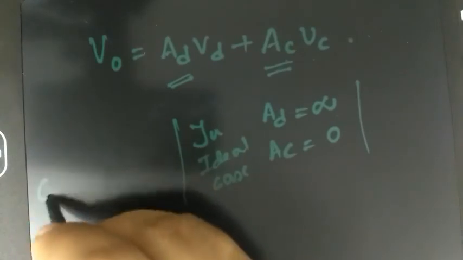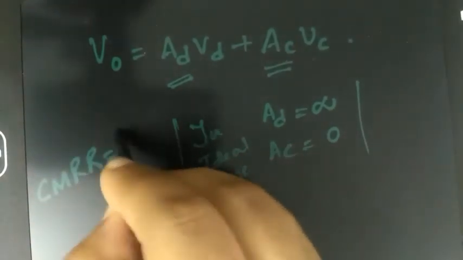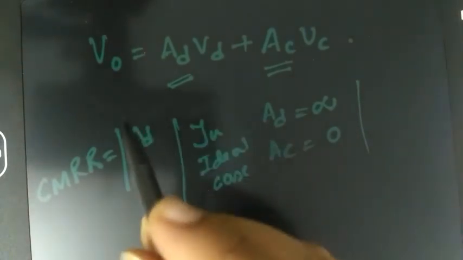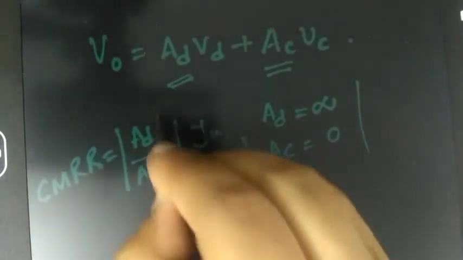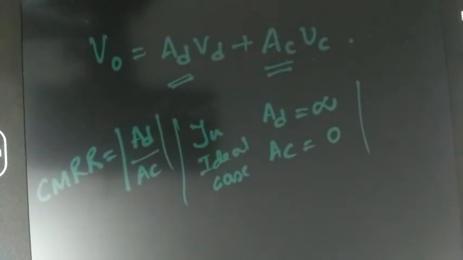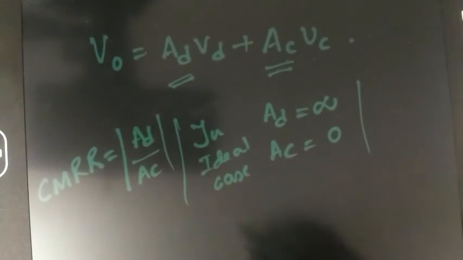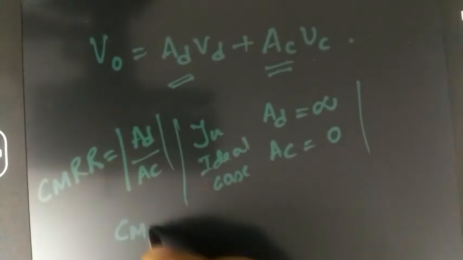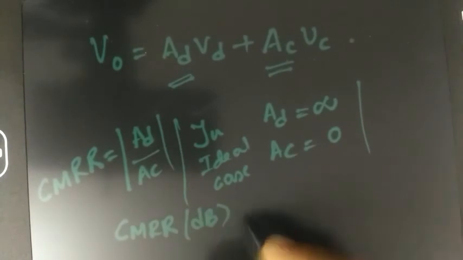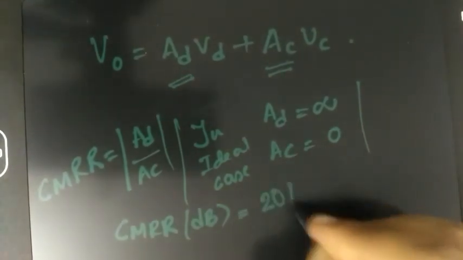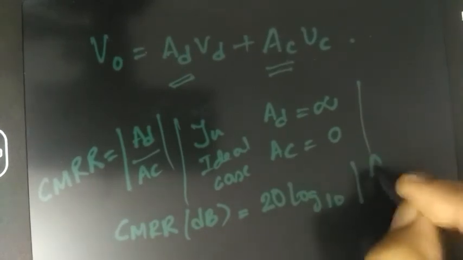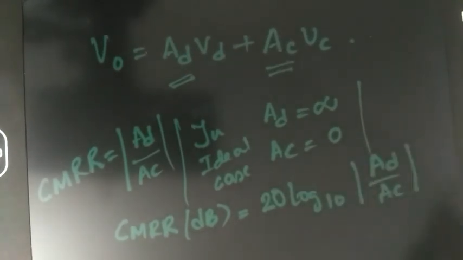So CMRR is actually the ratio between the differential gain and the common mode gain. I hope I am able to clear this section. CMRR can be expressed in decibels, and it is written in this format: CMRR in dB, the formula for that is 20 log10 (AD/AC). You will get sums with this formula, so I will practice a few sums with you all.